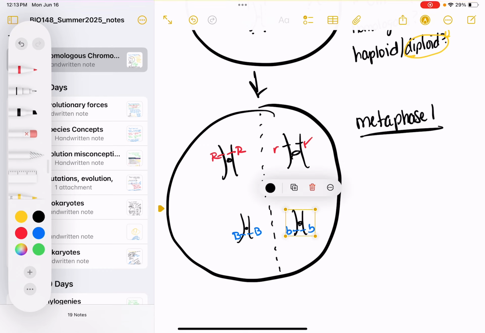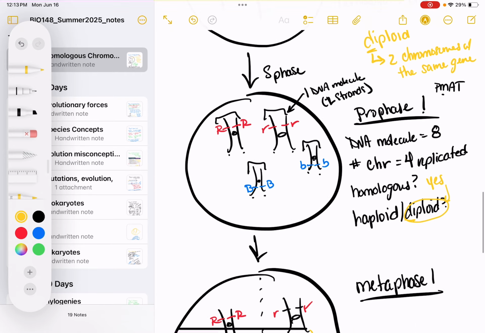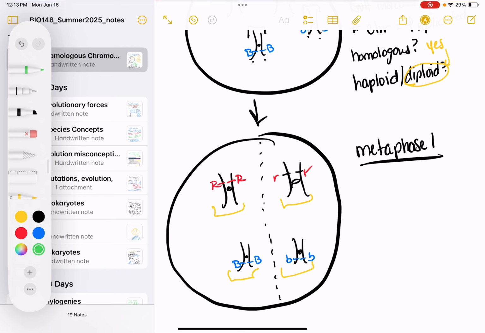So what you'll see here is that I have homologous chromosomes on either side of the metaphase plate. There's homologous chromosomes here and homologous chromosomes here. Also note that both non-homologous chromosomes are found on the left side of the metaphase plate and on the right side of the metaphase plate, okay?